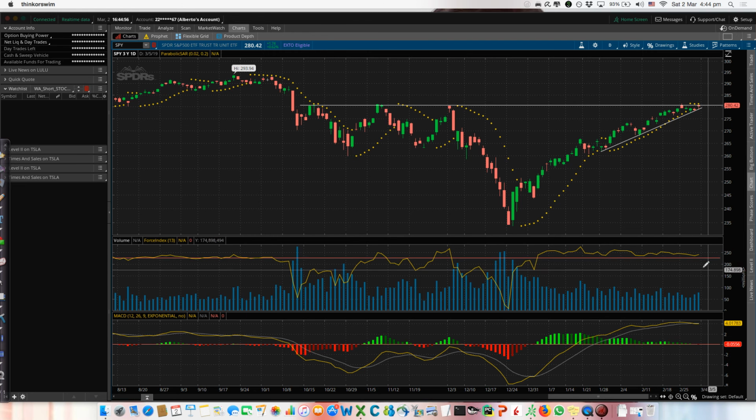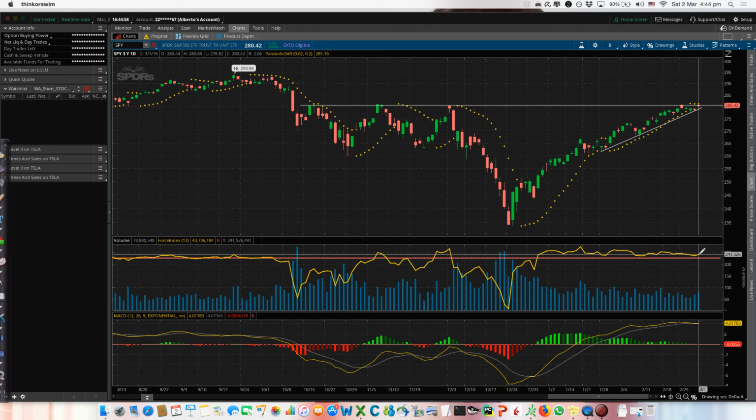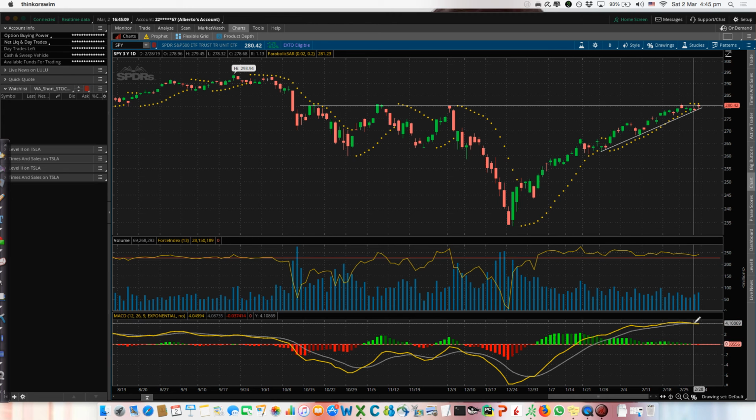What about the force index? Well, the force index is above the reference line, so it's positive. It means that the force index is giving us a bullish signal. And what about the MACD? Well, the MACD has just recently turned bearish. You see now it's minus 0.05.